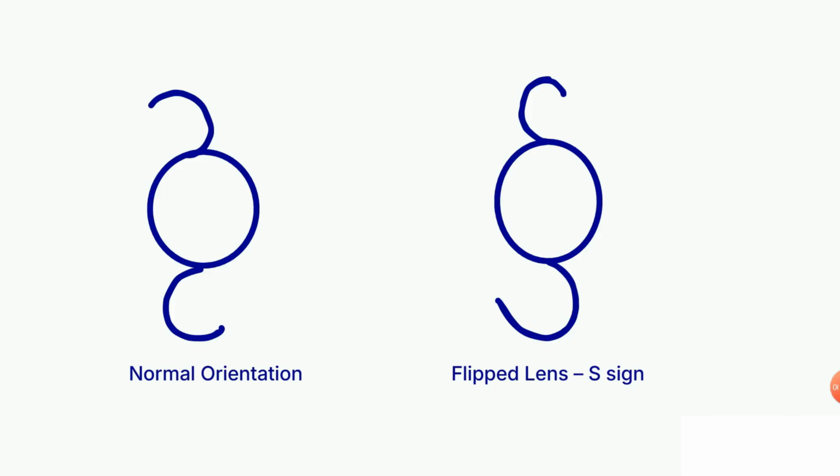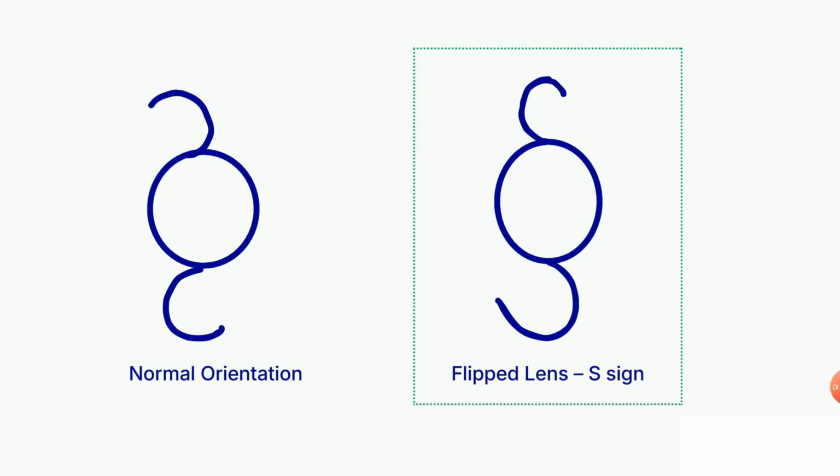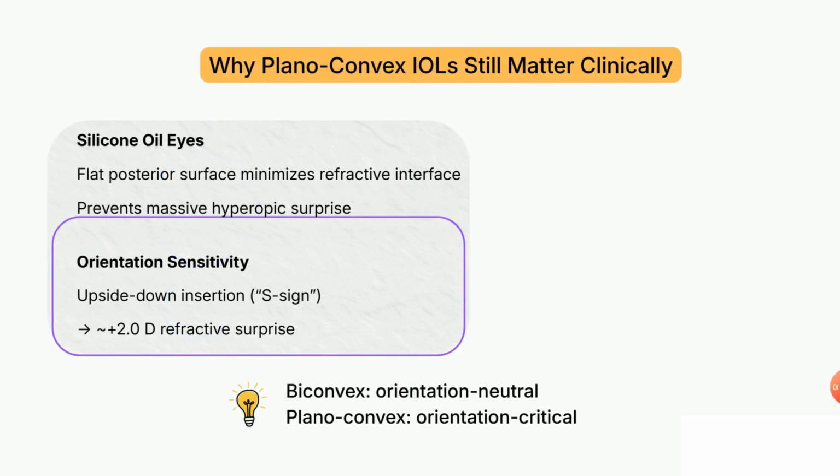The S sign is a clinical indicator that an intraocular lens has been inserted upside down in the eye. Surgeons use the visual orientation of the haptics, the side arms of the lens, to ensure that the lens is positioned correctly. When the haptics form the shape of the letter S instead of the intended orientation, the lens basically is flipped. Avoiding this S sign is a fundamental rule of cataract surgery to prevent refractive surprises.